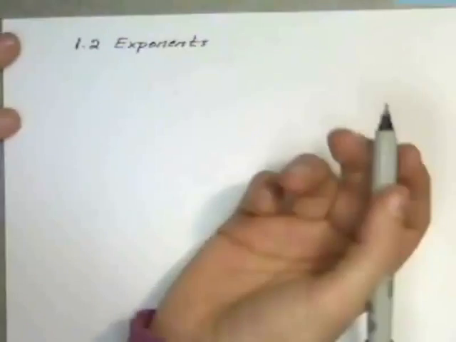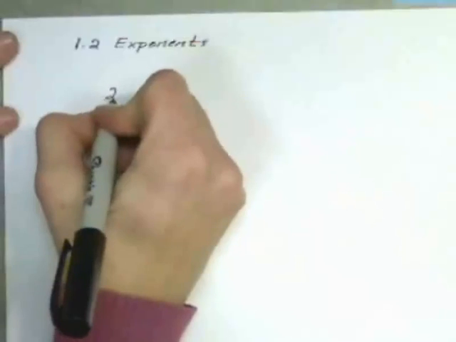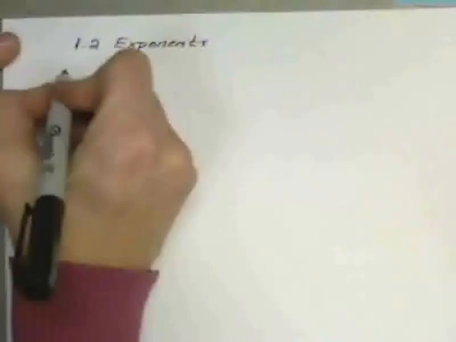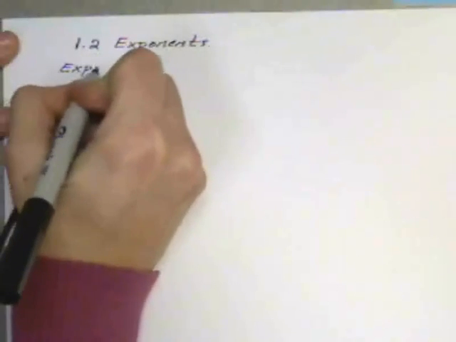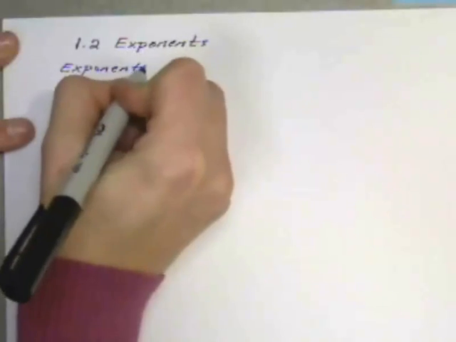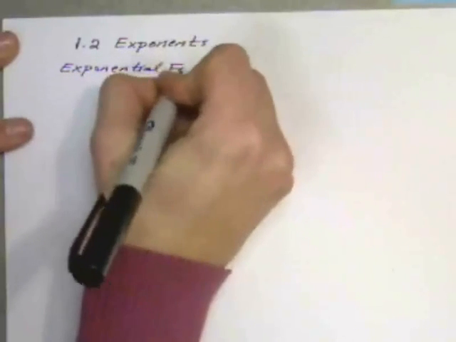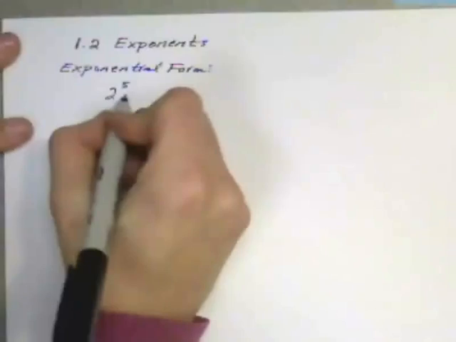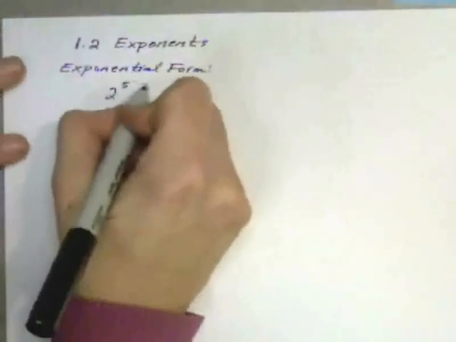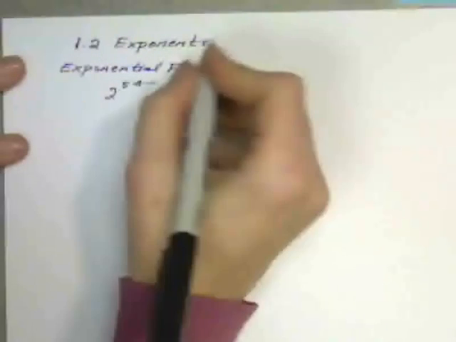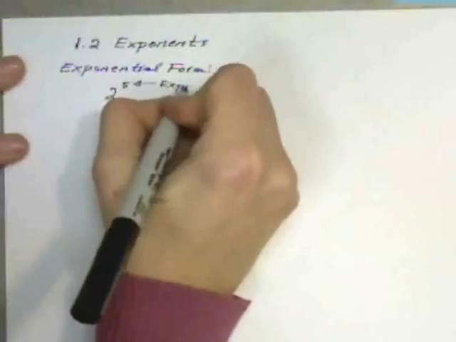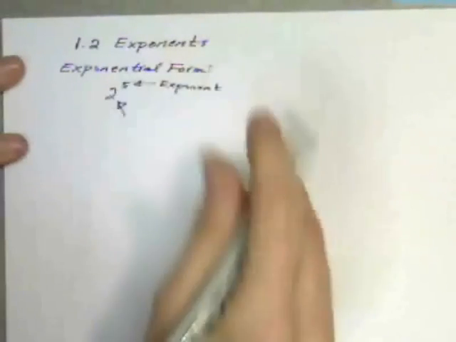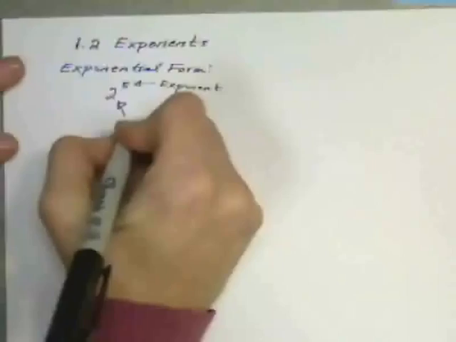Exponents. That's something like this. This number is written in exponential form. The idea here is that we have two numbers that each mean something pretty different. This 5 is called our exponent. And this 2 is called our base.